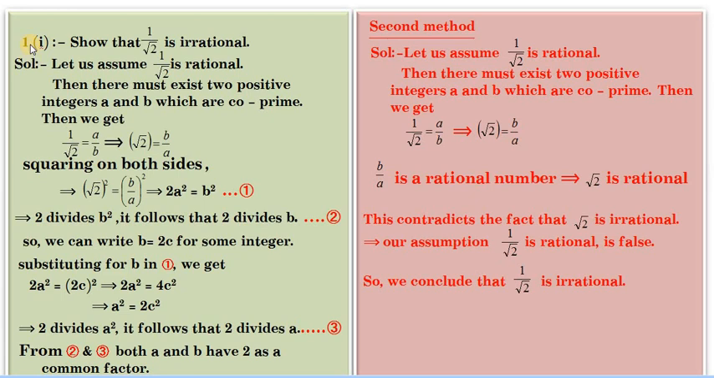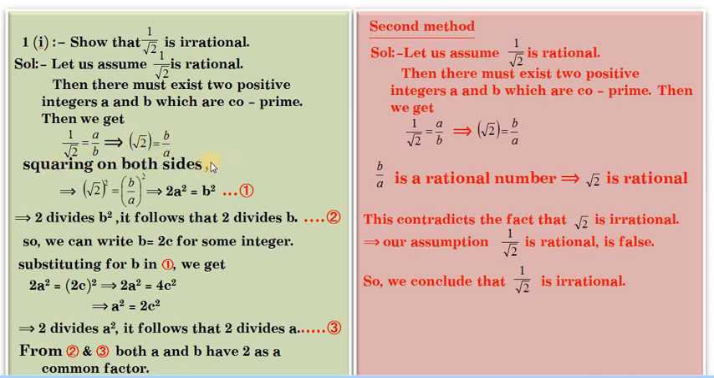Now let us see first problem, first bit. Show that 1 by root 2 is irrational. Now write the first statement as usual. Let us assume that 1 by root 2 is rational. Then there exist two positive integers a and b which are co-prime. Then we get 1 by root 2 is equal to a by b. Now from this, root 2 is equal to b by a.